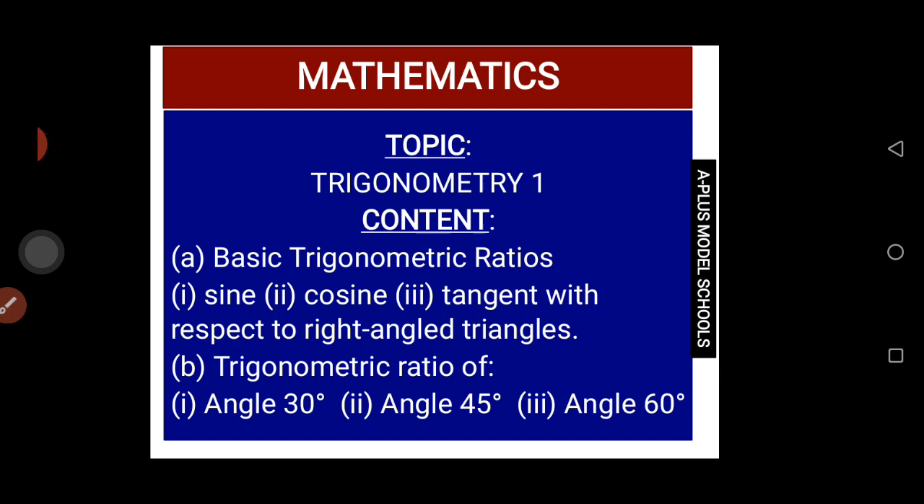I'm here to take you mathematics, and our topic today is trigonometry 1. Under it, we shall be looking at basic trigonometric ratios, which are sine, cosine, and tangent with respect to right angle triangle. And we shall be looking at trigonometric ratios of angle 30 degrees, 45, and 60 degrees.